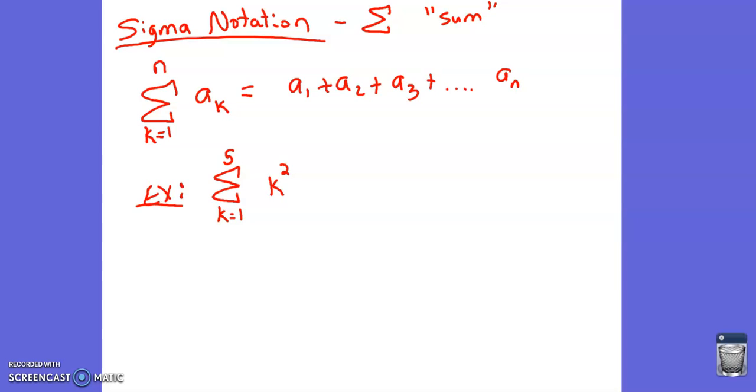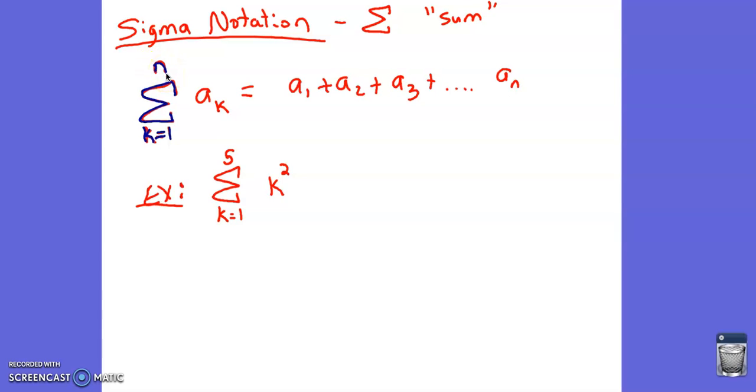Now, sigma is a Greek letter, and it looks like a funny looking capital E, sort of, and it just means sum. And so it literally represents the sum of something. So let's look at how to write this in general form. So here you have sigma notation. And notice at the bottom, it's k equals 1. That's what I'm going to start at. And it goes all the way to n.